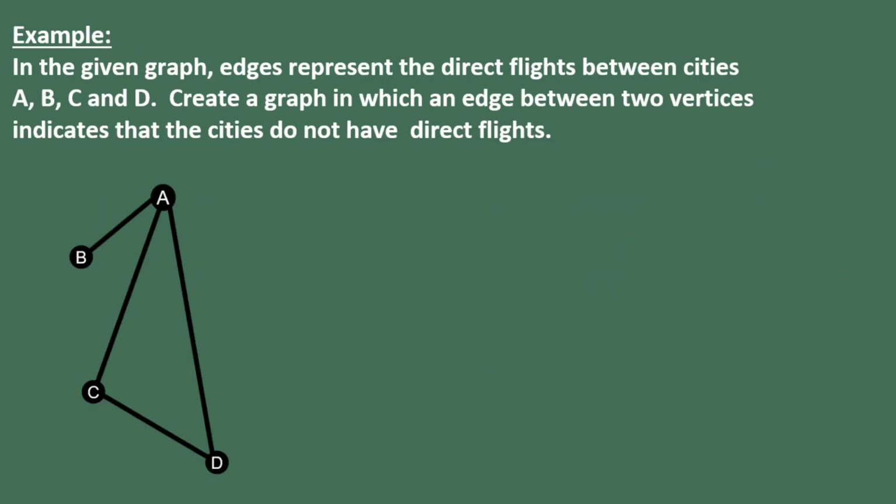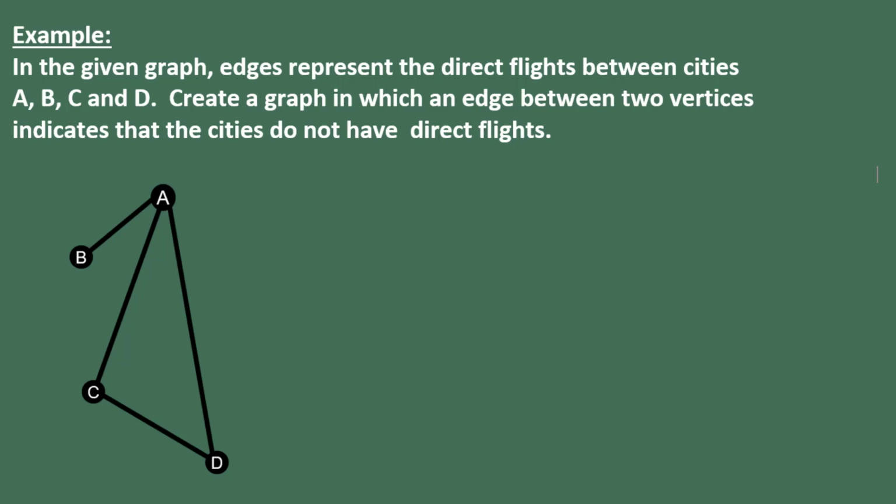The complement of a graph can be useful in many contexts. Let's look at this example. In the given graph, edges represent the direct flights between cities A, B, C, and D. We're going to create a graph in which an edge between two vertices indicates that the cities do not have direct flights. So it kind of gives us the opposite information. One graph shows the pairs of cities between which you can get a direct flight. The other is going to show the pairs of cities in which you cannot. Those will be complements of each other.